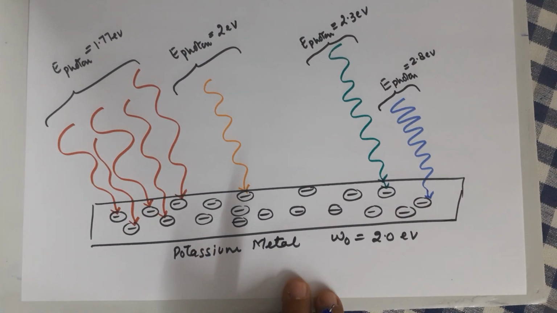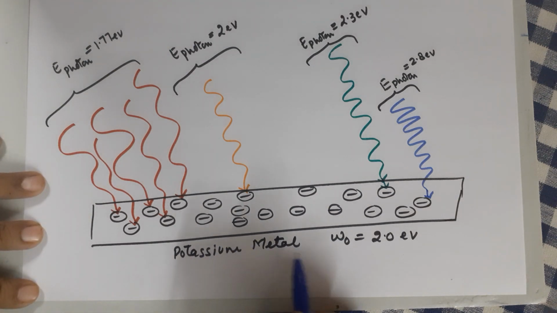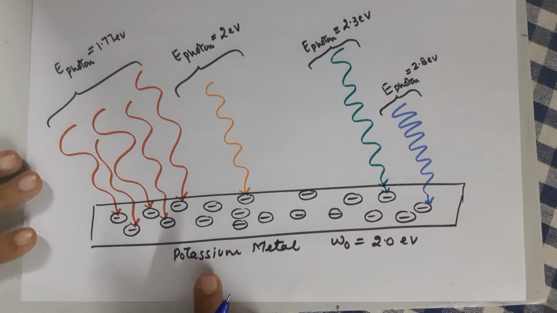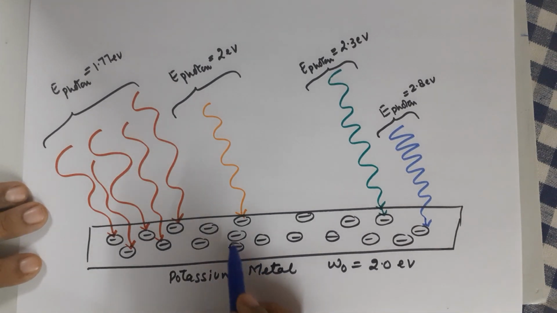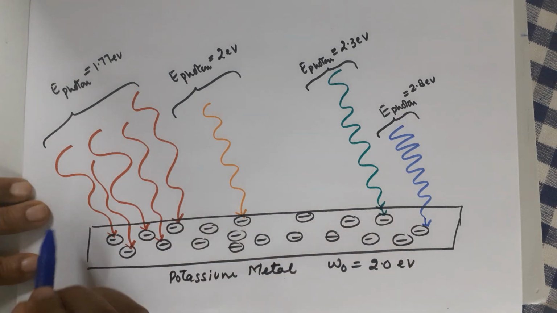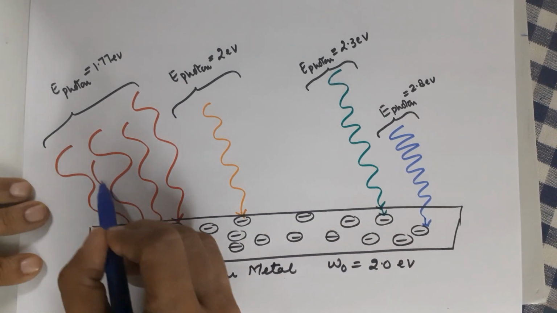Talking about this particular diagram, have a close look. What have I done? Again the metal is potassium with a work function of 2 eV, which means the amount of energy required just to push the electron from the inside to the surface is 2 eV. Moving on to the beginning of the experiment, I have used the red light. The wavelength appears to be larger.